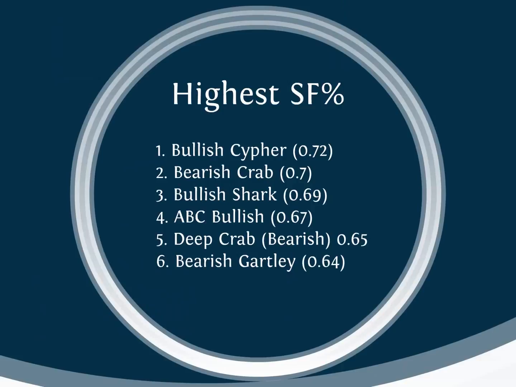Every time I look at the cipher patterns, I get quite excited because I know the success is pretty high. I also trade ABC bullish patterns, which is only 0.67, the 4th in ranking, but I still like it because that's what I've been trading for the past 10 years or so. So these are the 6 ranks I presented, because these have the highest success and failure ratios.